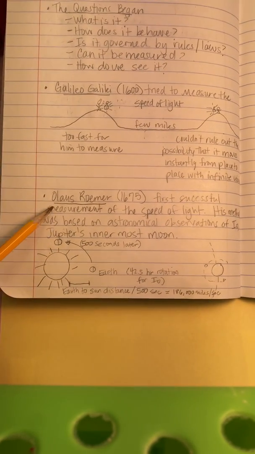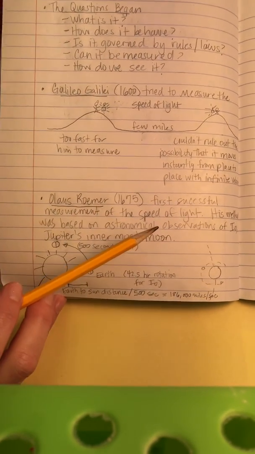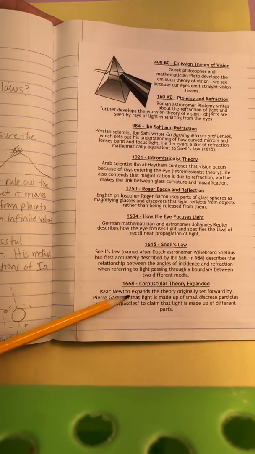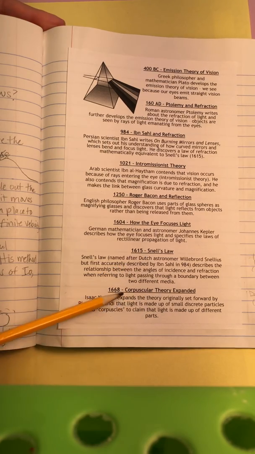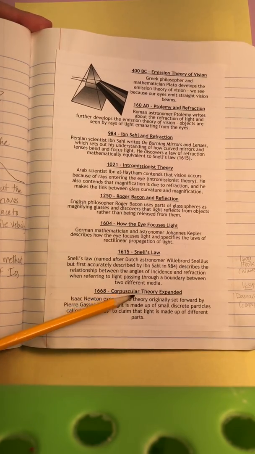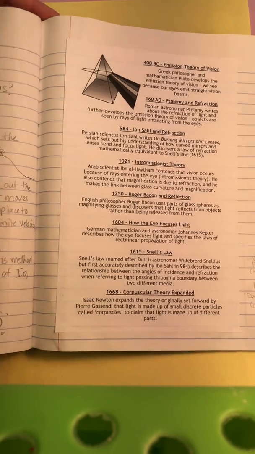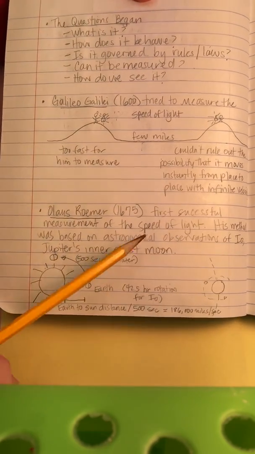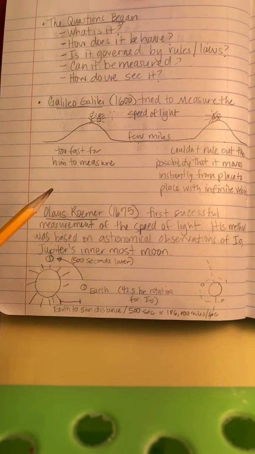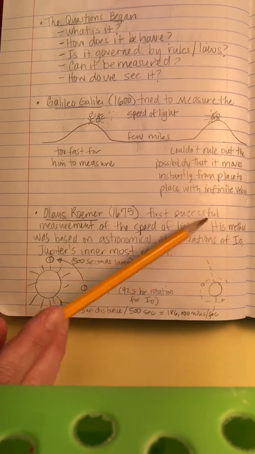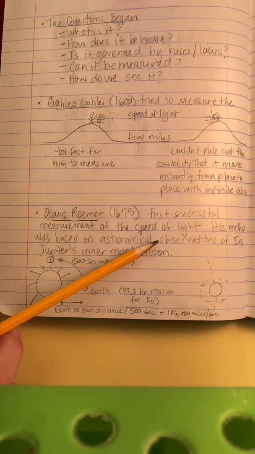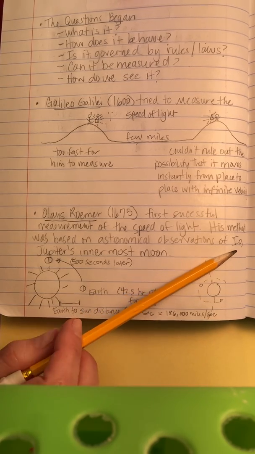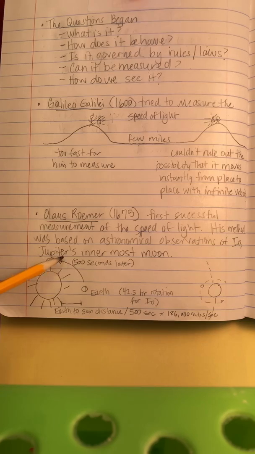Then our book goes on to Olaus Romer, I think it is, Olaus Romer, 1675. So if you look at the time frame as a reference, it's around this time, a little after this corpuscular theory is explained, so Sir Isaac Newton's time frame. And so they give him the honor of saying he was the first successful measurement of the speed of light. And his method was based on astronomical observations. What he was doing, he was looking at the moon of Jupiter that we now call Io. Okay, so Jupiter's innermost moon.